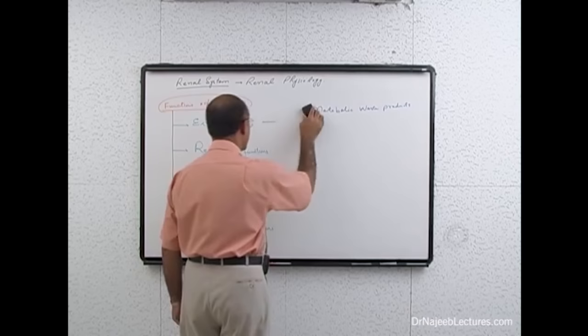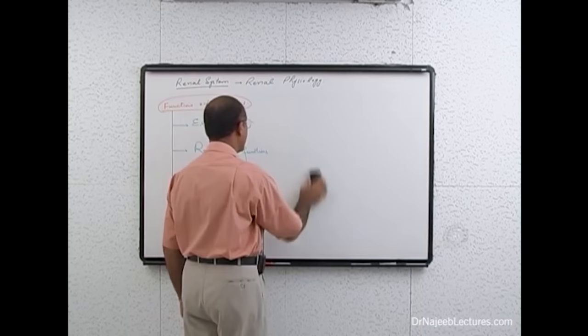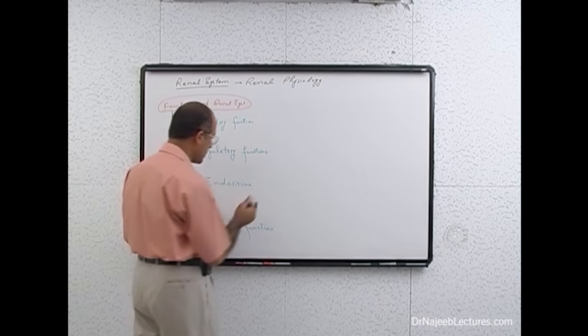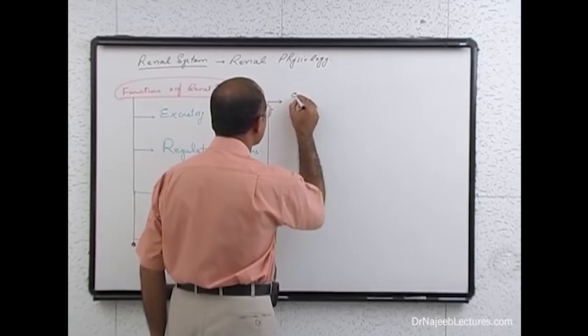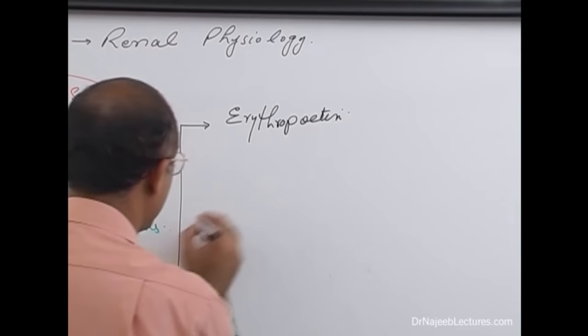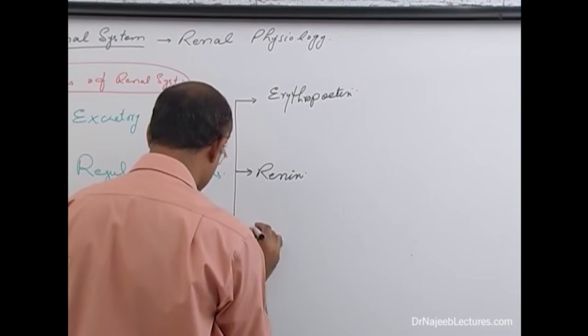So, what are the hormones which are produced by the kidney? Erythropoietin, excellent. Second is renin. This is also produced by the kidney. Then another hormone which is produced by the kidney?